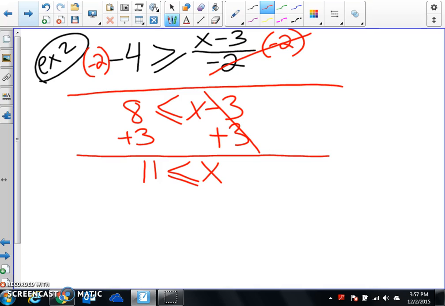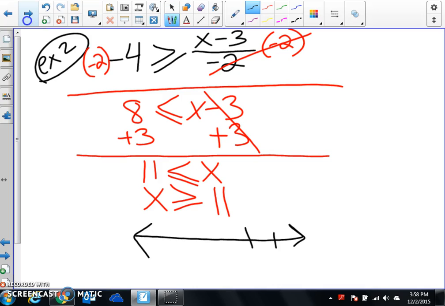All right. I always want my variable on the left. So I'm going to go ahead and say x, 11. All right. The alligator's eating the x, so the alligator wants to eat the x over here. Now I can graph. 0, 11, 22, negative 11, negative 22. All right, I go to 11. It's a closed circle. And now that my variable's on the left, I can follow this arrow.